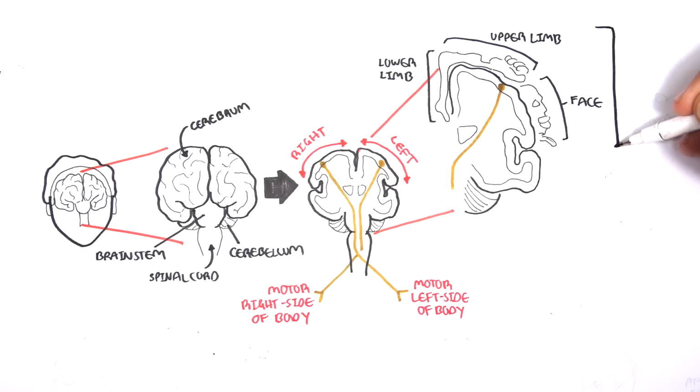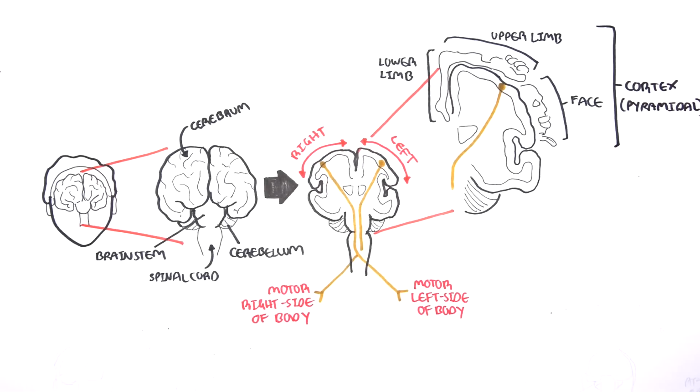This area is called the cortex, the brain cortex. It's more specifically the motor cortex, of course. And it's also part of the pyramidal group. It's part of the pyramidal group because neurons that are involved here are voluntary. It's under conscious control.